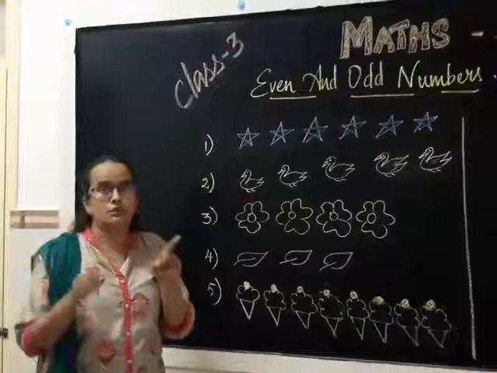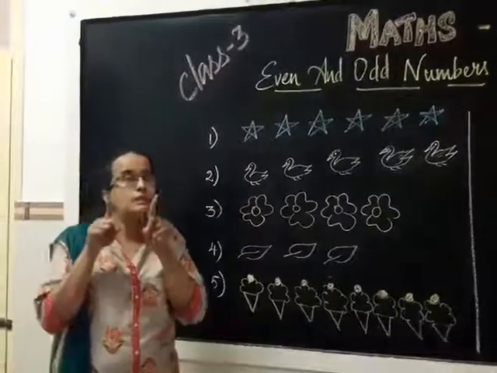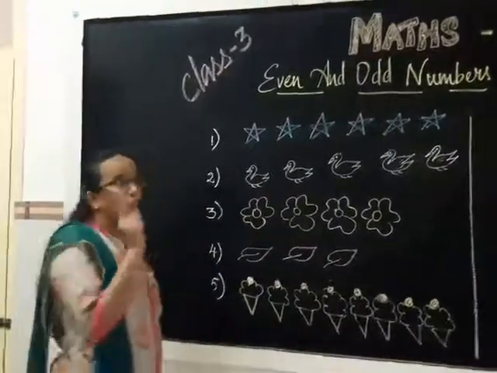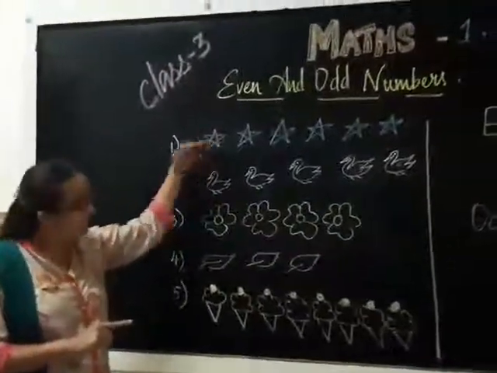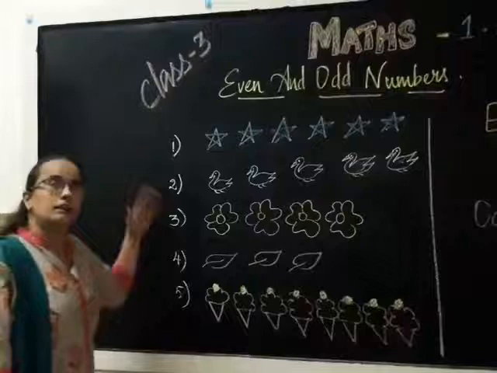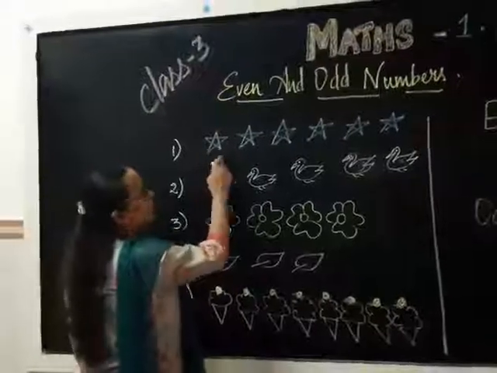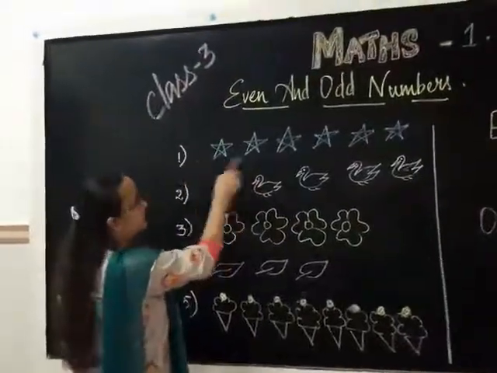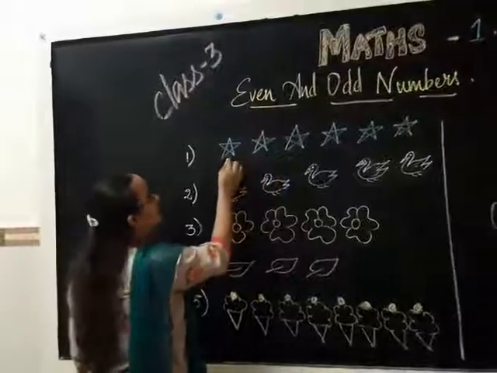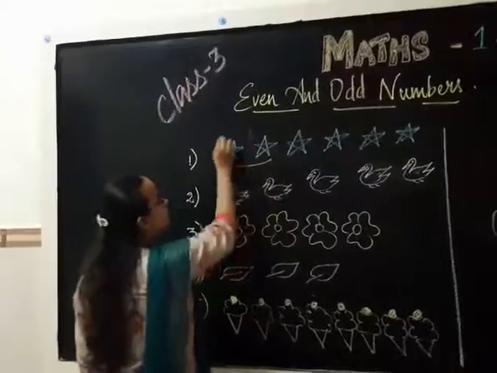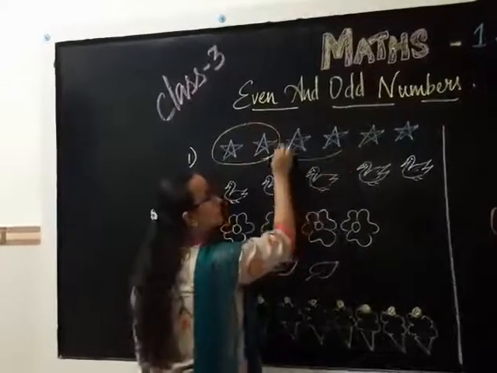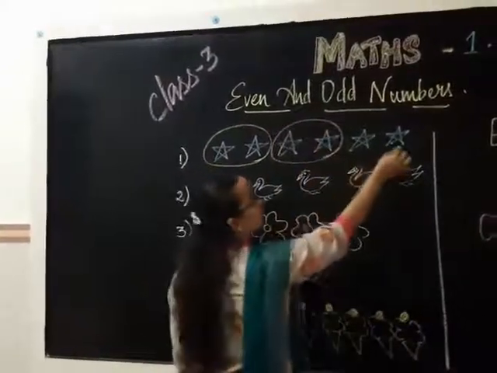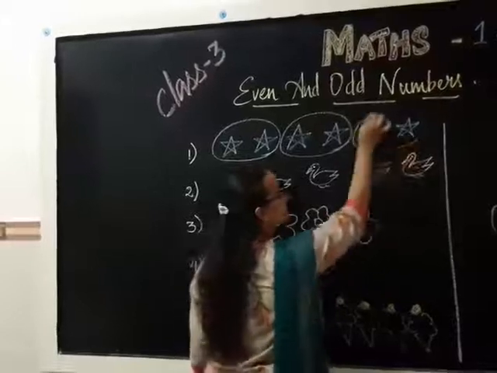So pair means what? Two numbers. So pair means 2. So we are going to circle two objects in each example. Okay. Now come on. How will we pair? First example is stars. We will pair the stars. 1, 2. Now we are putting a circle. 1, 2. Circle. 1, 2.